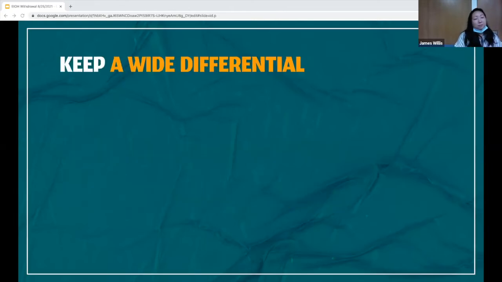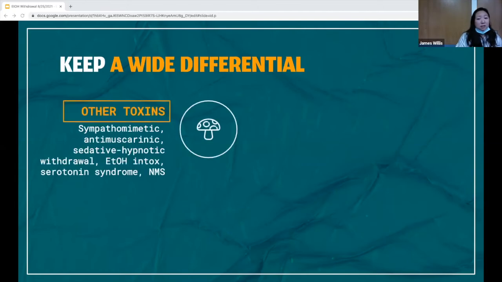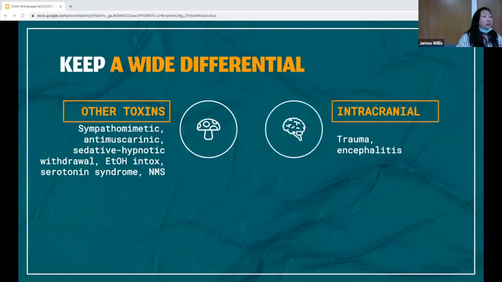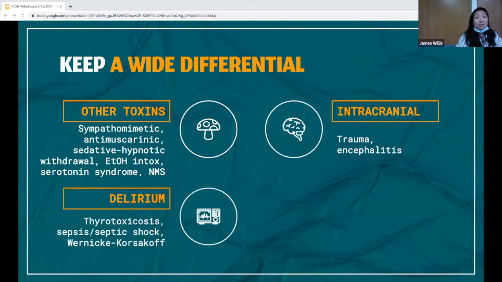So always keep a wide differential. Alcohol withdrawal can mimic other toxins. You don't want to miss any intracranial causes, especially like trauma. A lot of these patients have high risk for subdurals, encephalitis. Consider other causes of delirium like sepsis.